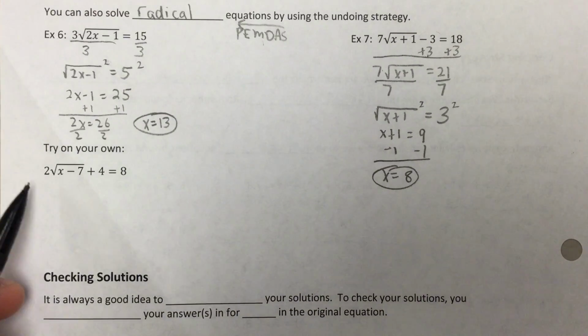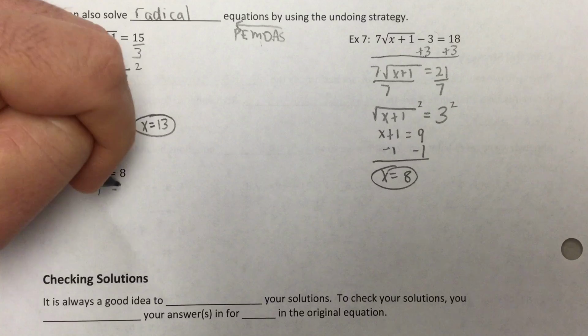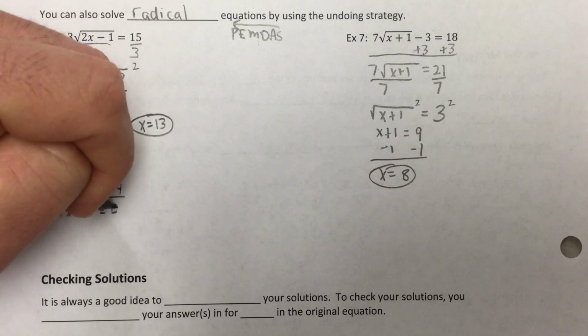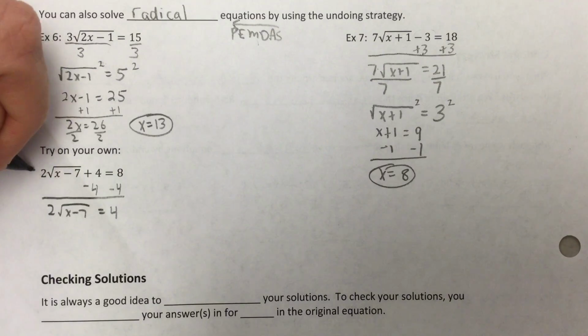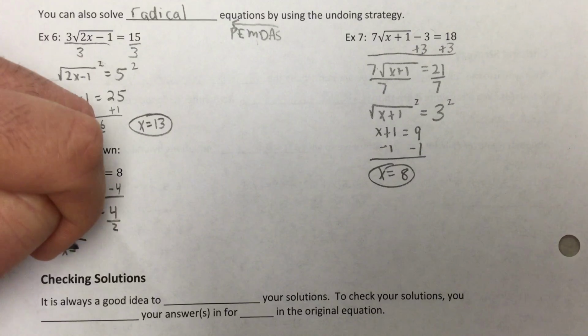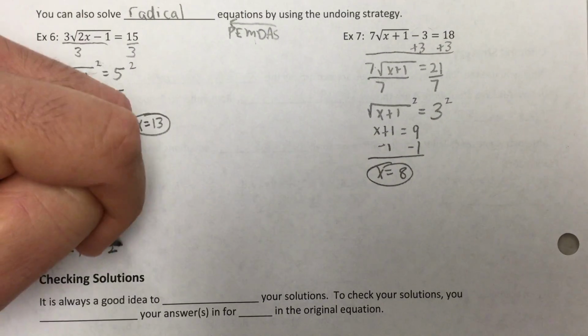All right, try this one on your own. All right, hopefully you got it right. First thing you would do is subtract 4. And then we'd undo the multiplication, division, so we'd divide by 2. We then undo the exponent, so undo the square root by squaring.